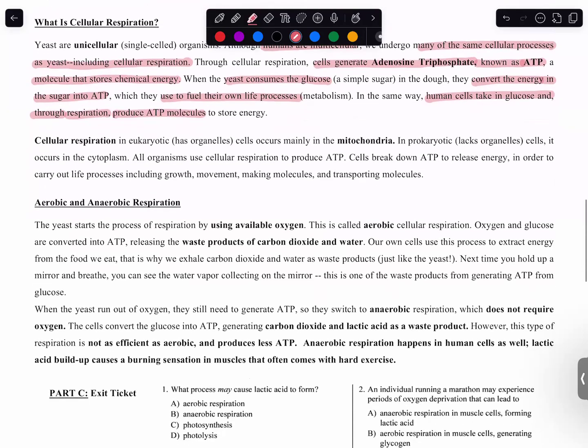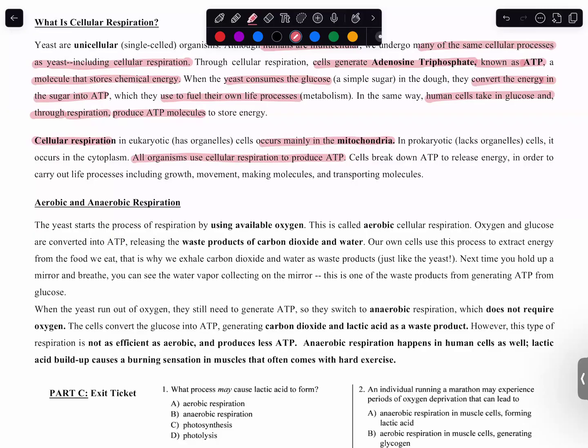Now, cellular respiration in eukaryotic organisms, these are organisms that have organelles such as yeast and humans, occurs mainly in the mitochondria, right? So cellular respiration takes place in the mitochondria. In prokaryotic cells, such as bacteria, it occurs in the cytoplasm. All organisms use respiration to produce ATP. So all organisms utilize this process to make ATP energy. This is the only way that they're making ATP energy. Anything from plants to bacteria to animals to humans, we all share that in common.